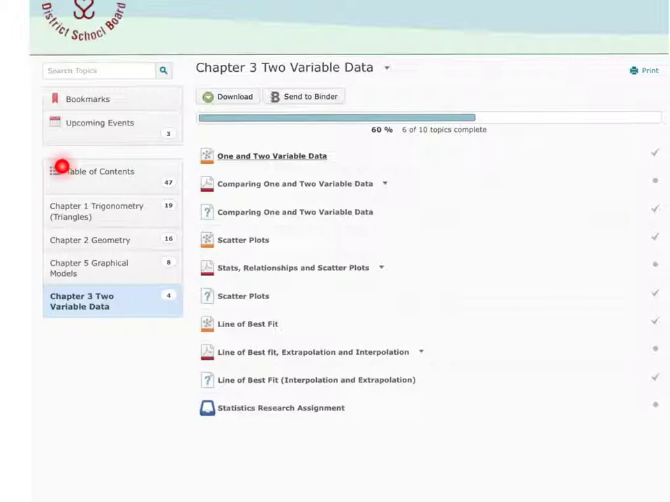Okay. And what about up here? So what other options do you have? So when would you download or send something to a binder? Oh, we've never used that. No, ignore that. Yeah. What about bookmark? That's just if you want to bookmark something so you don't forget it. Okay. And upcoming events? That's our calendar, so we can see when tests are coming up, when our assignments are due, like what pace you should be at.